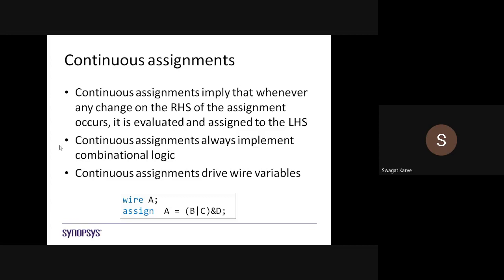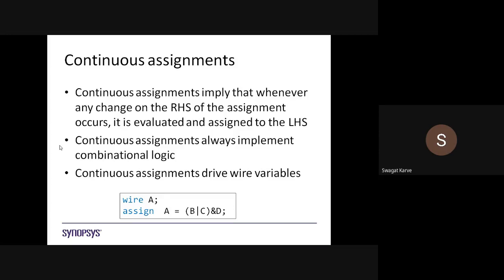Okay, and this continuous assignment block always implements combinational logic. In these continuous assignment blocks we are using combinational logic. Also this continuous assignment drives wire variables. So for declaring this continuous assignment statement, we are using the wire statement, that is wire A, wire B, whatever, and the following is the statement, that means assign A is equal to B or C NAND with D.